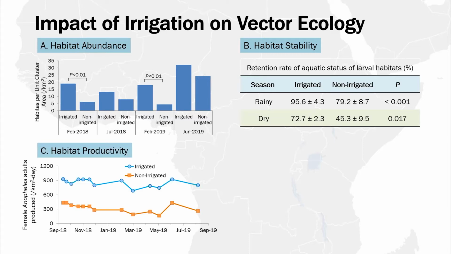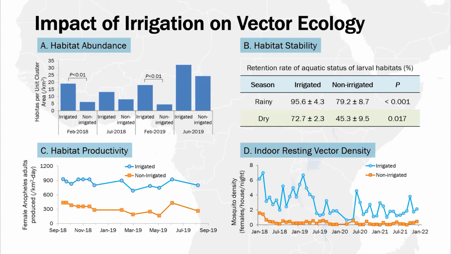These habitats were also checked to see if they were productive. By productivity, I mean that they were able to sustain the larval to the pupal to the other stages of mosquitoes. Equally, the habitats within the irrigated zones were very productive compared to those in non-irrigated zones. So it was interesting to look at what is happening indoors, because we expect that indoor mosquito densities will also be affected if these areas have higher mosquito productivity.